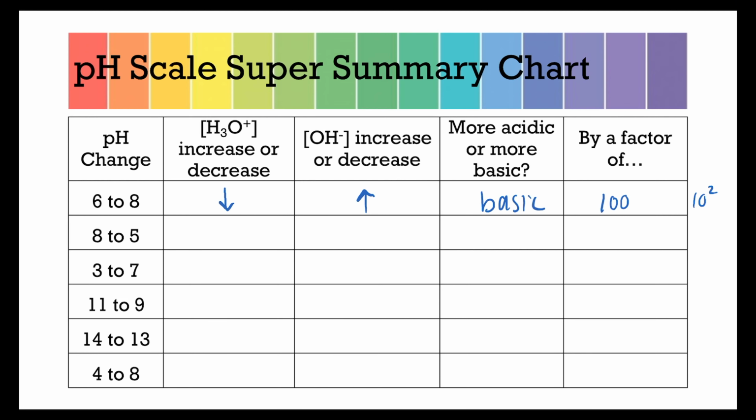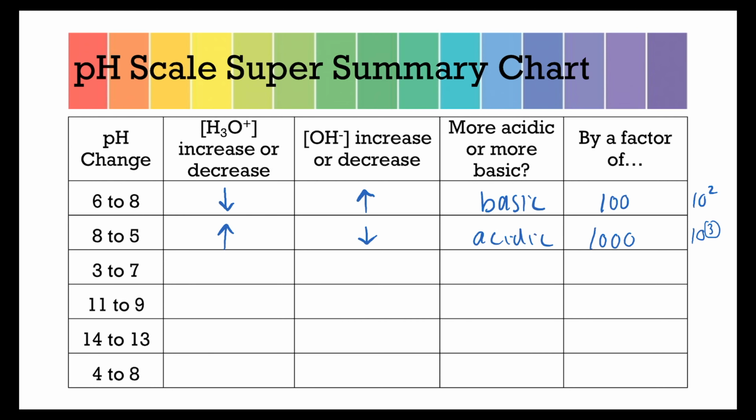Okay? So the next one, 8 to 5, you're becoming more acidic because you're becoming a lower pH. If you're becoming more acidic, that means H3O plus goes up, OH minus goes down. And you've changed 3 pH values. So that's 10 times 10 times 10, which is 1,000. So a pH of 5 is 1,000 times more acidic than a pH of 8.